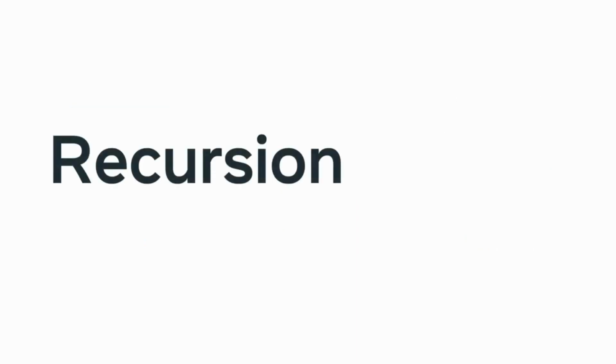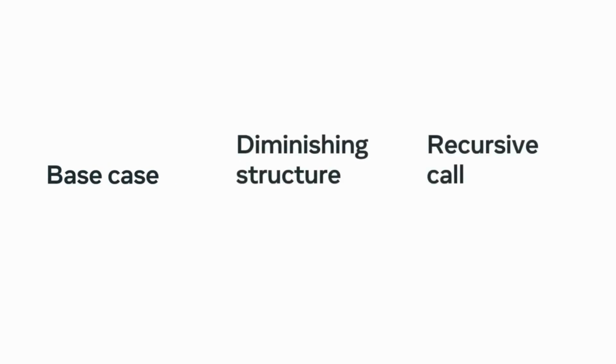Next, you explored another important algorithmic approach, recursion. Recursion is when a function calls itself with a smaller instance of a problem repeatedly until some exit condition is met. And you learned that there are three requirements for implementing a recursive solution, namely the base case, the diminishing structure, and the recursive call.